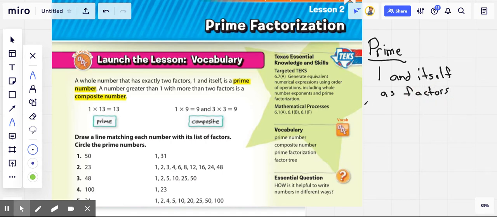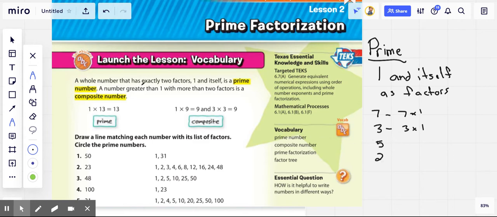Examples of prime numbers would be 7, 3, 5, 2, because 7 times 1 is the only thing that equals 7. So 7 and 1. And then same with 3. 3 times 1 is the only equation we can do that equals 3. So 1 and itself. Same with 5 and same with 2.